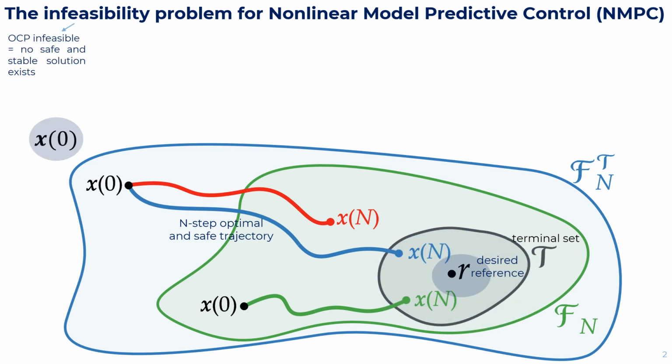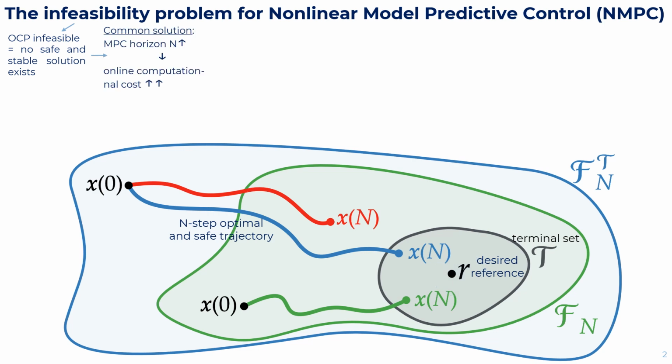However, if the reference R is chosen too far from the initial condition, or when the reference changes too abruptly, then the OCP becomes infeasible, meaning that there does not exist a safe and stable trajectory that can reach the terminal set within only n steps. The most common solution is to increase the MPC horizon, but this is often not possible in practice as it significantly increases the online computational cost.